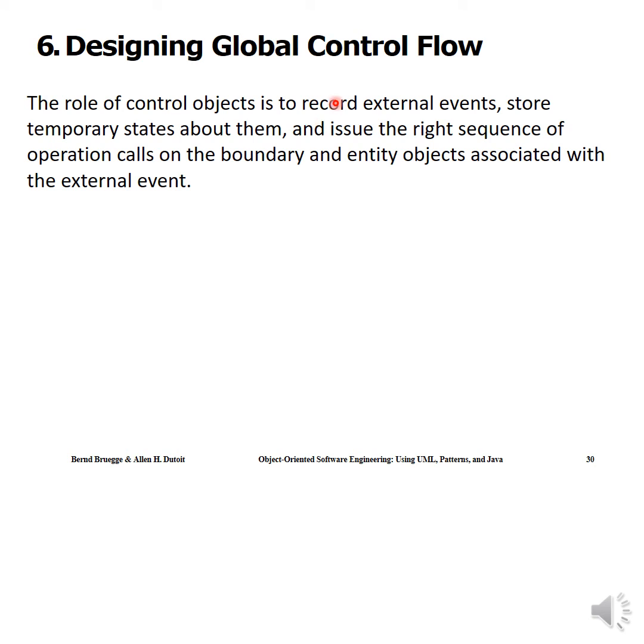So after selection of the control flow mechanism, this sequence of actions will be executed. The control object will record the external event, save its state, and issue the right sequence of operations on the boundary and entity objects that are associated with that external event.